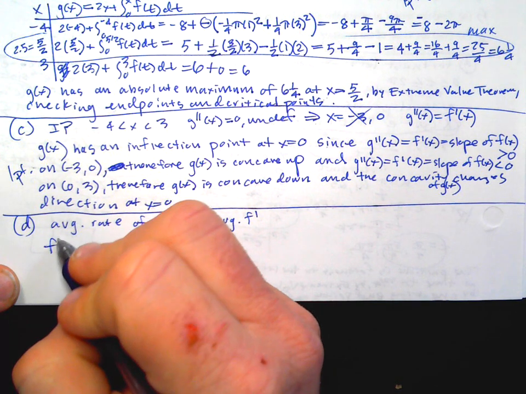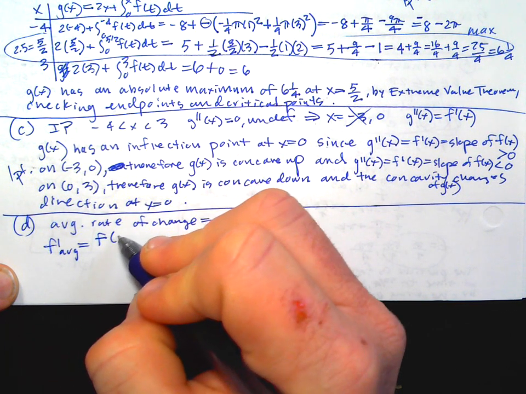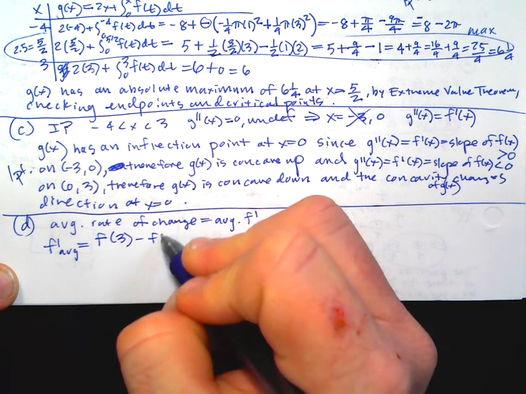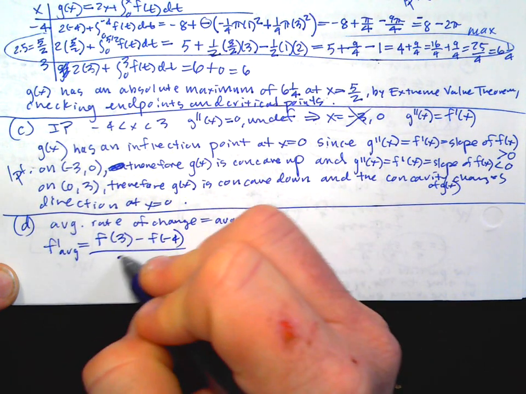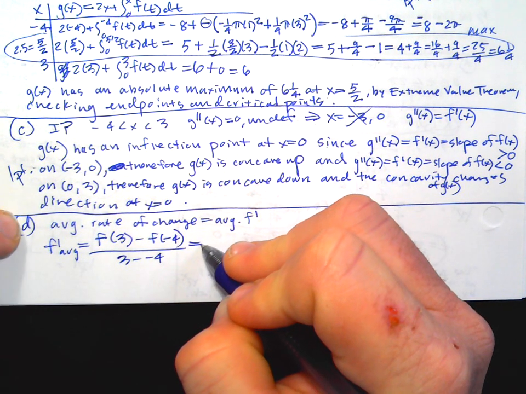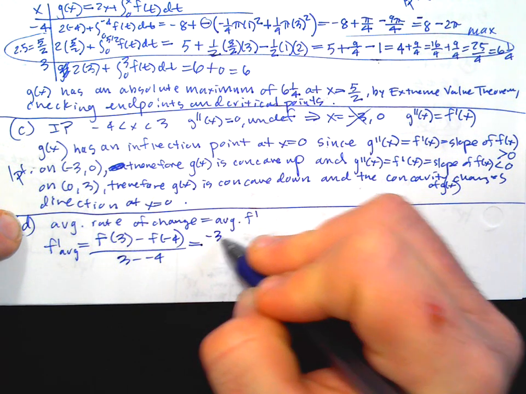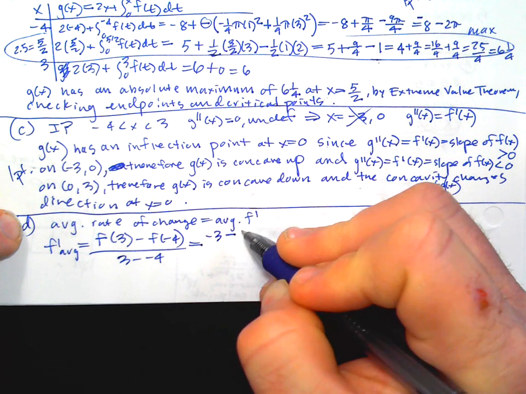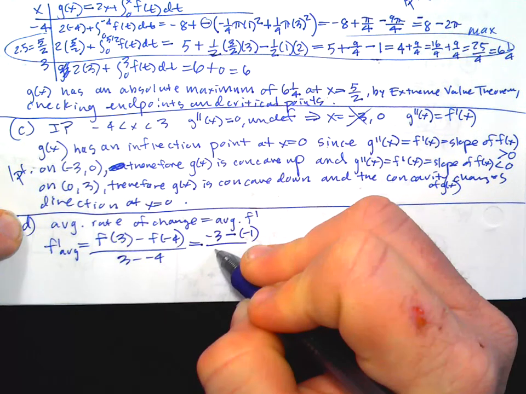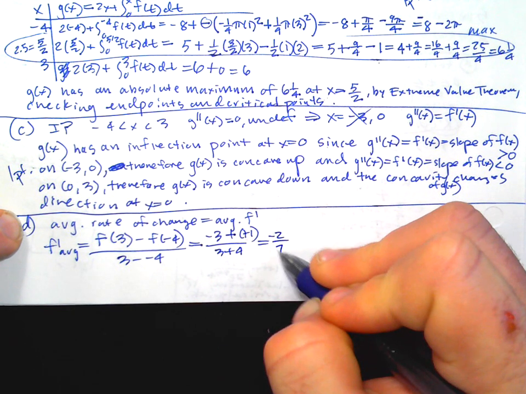F prime average equals f of 3 minus f of -4 over 3 minus -4. F of 3 from the graph is -3. F of -4 from the graph is -1. So we get -2 over 7.